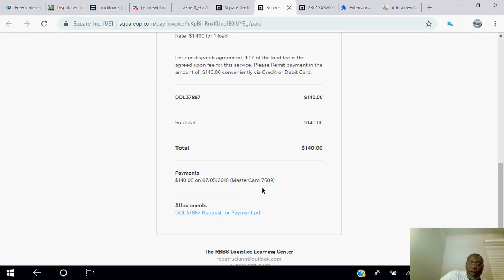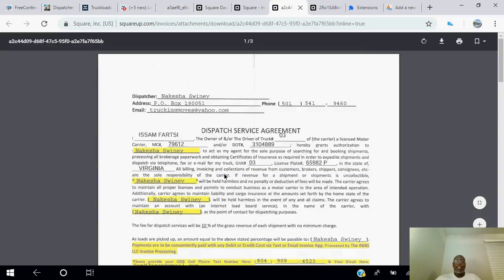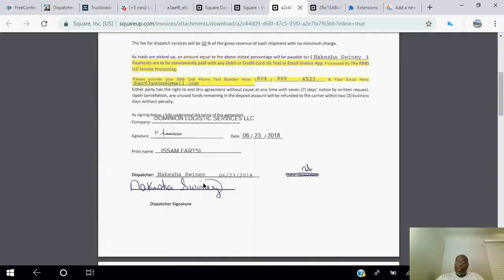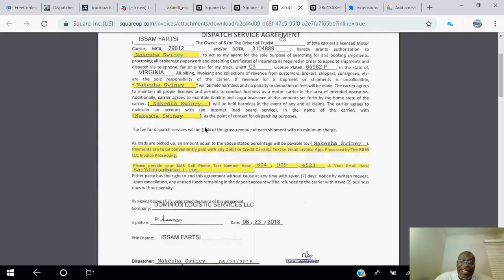And then down here you're going to attach. Here's where all your attachments are. When you send this out to your carrier, you want to send these attachments as well. You want to make sure you always attach, first of all, the original signed dispatch agreement so that they can see that, yes, I did sign that, and she signed it, so I owe them this money. And then right there, 10%. There it is right there. That's that 10%.